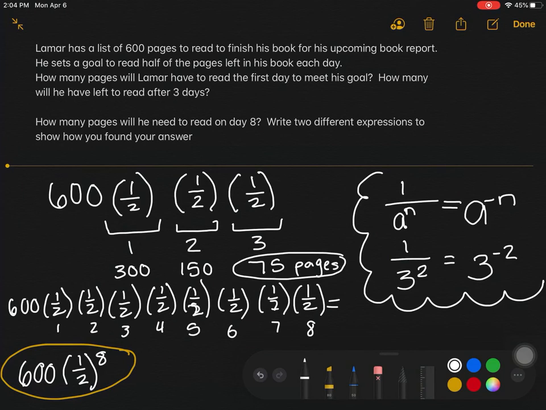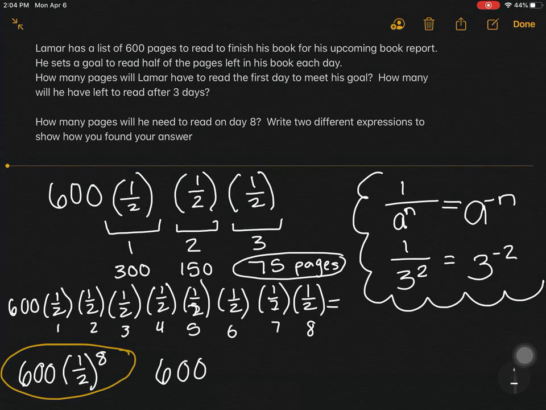We have our fraction, right? Our fraction here is being written as 1/2 to the 8th power. Remember that that's an inverse, which means that we can also write this as 600 times 2 to the negative 8 power. We can write 1/2 to the 8th power as 2 to the negative 8 because we just took the reciprocal of that 1/2, made it into 2, and then we had our negative 8 here.